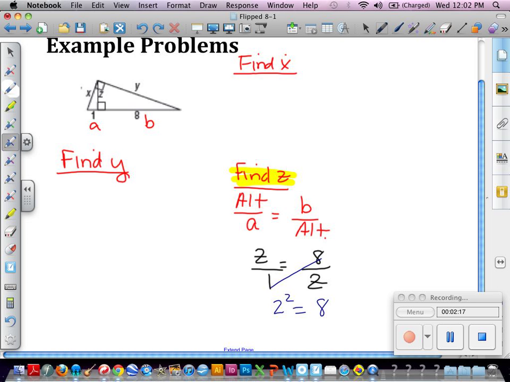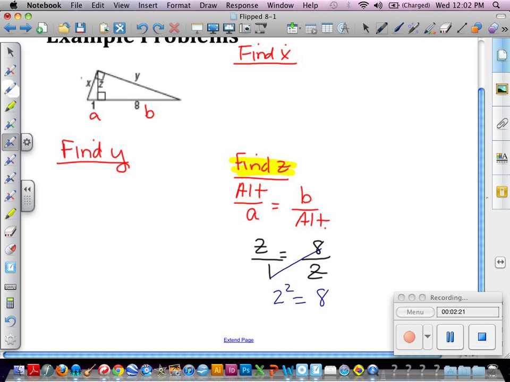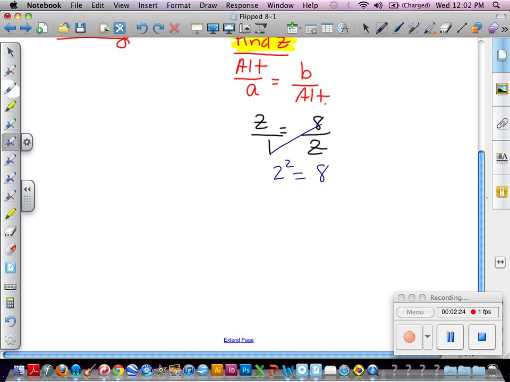We had studied simplifying radicals before we started this chapter. So now at this point, I'm going to take the square root. Z equals the square root of 8, and I have to simplify that radical now. Z equals square root of 4 times 2. Square root of 4 is 2, so Z is 2 root 2.